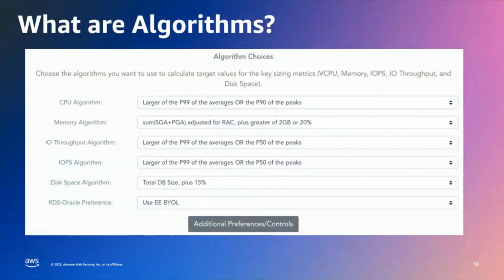We use the percentiles as part of the different choices of algorithms that we give you. So we give you the choice of algorithms for each of the 5 key sizing dimensions. And you can change the algorithm to better suit your or your customer's preferences, or to run different scenarios.